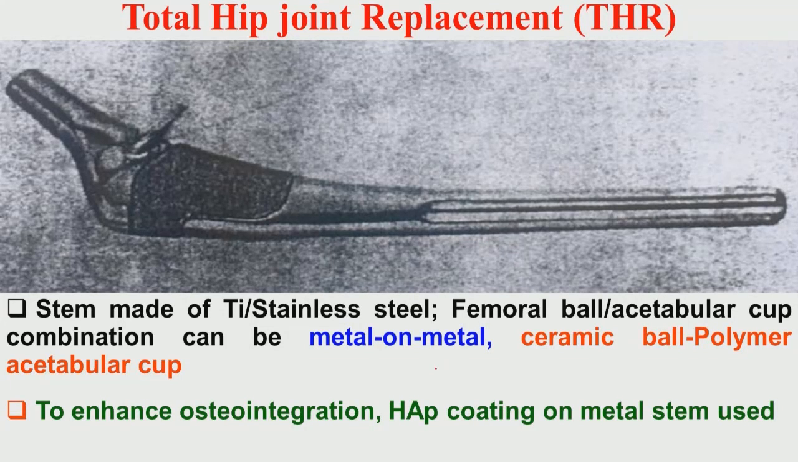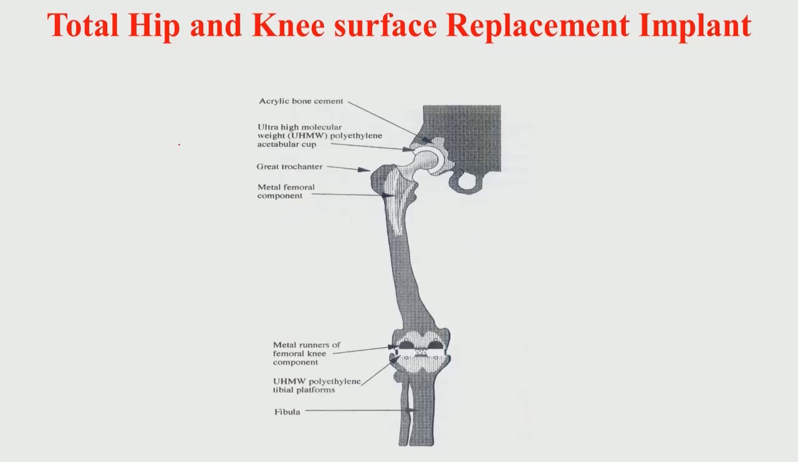Now, total hip joint replacement is one popular example where titanium or stainless steel is used as the stem. Nowadays, one of the developments is that one can use hydroxyapatite coatings on these titanium or stainless steel structures to make them more biocompatible, or to have better osseointegration properties. Now, you have this femoral ball head here and you have the acetabular socket. This femoral ball head can be made of either ceramic, polymer or metal.